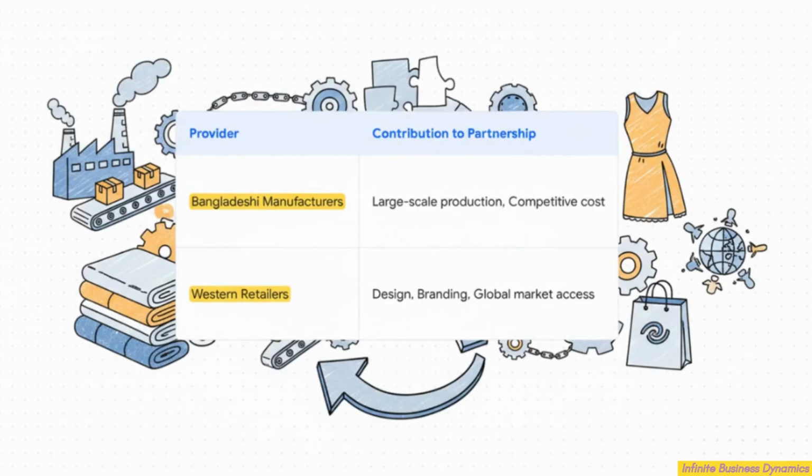Well, it all starts with recognizing the strategic fit. This is not a one-way street. The Bangladeshi manufacturers bring incredible production power and efficiency to the table. And the Western retailers? They bring design, branding, and of course, access to a global market. It's a truly symbiotic relationship.